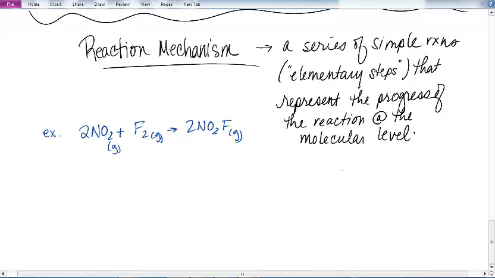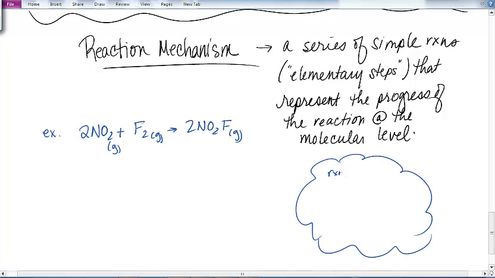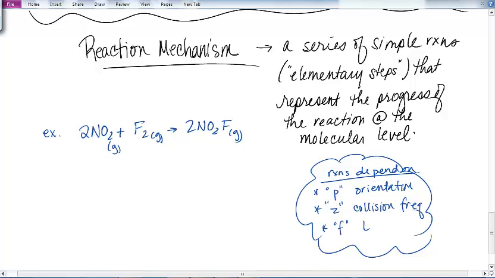I also want to remind you of some of the stuff we talked about yesterday, the fact that we know that reactions depend on several things, such as P, the steric factor, which is related to the orientation of molecules, and Z, the collision frequency, the fact that they've got to be colliding often enough, and F, the fraction that has enough activation energy.